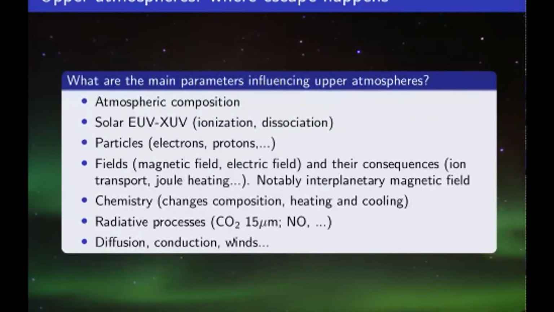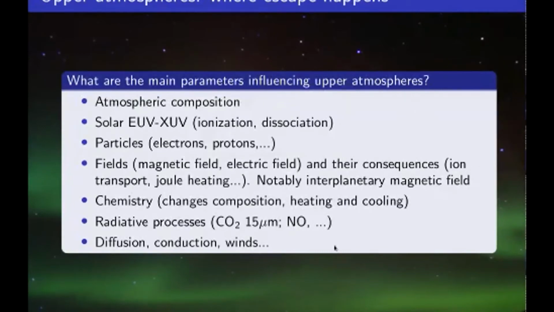And then we have to speak about what are the main parameters that are influencing this upper atmosphere. So we have the question of the atmospheric composition, which we have been speaking about earlier, and we can understand that the atmospheric composition, by affecting the temperature, will affect the scale height, for example. We have the question of the solar or stellar UV, XUV, the different particles, the field, magnetic and electric field.